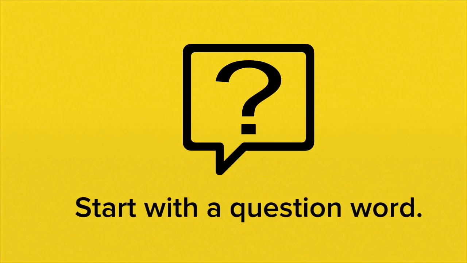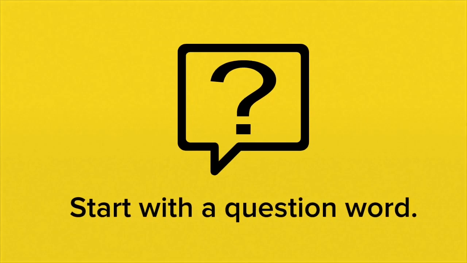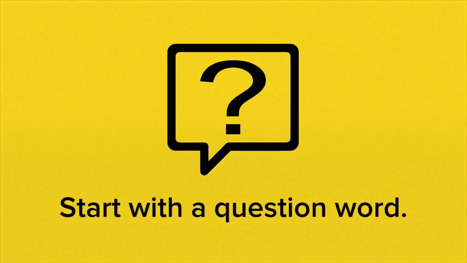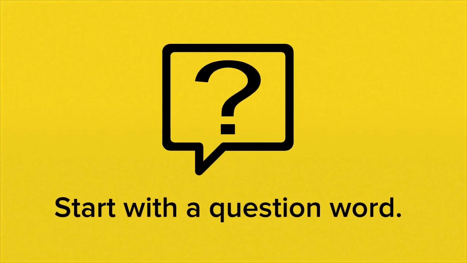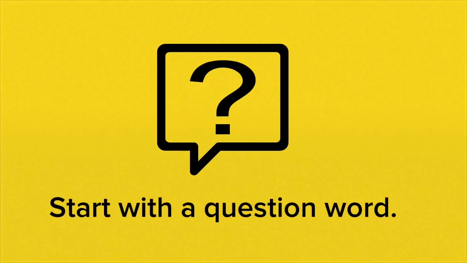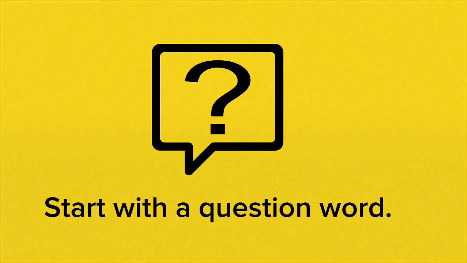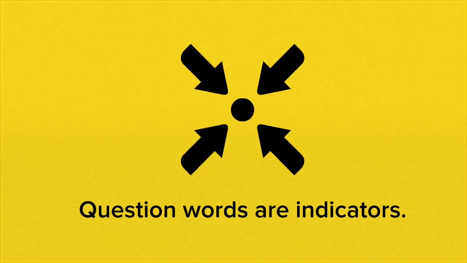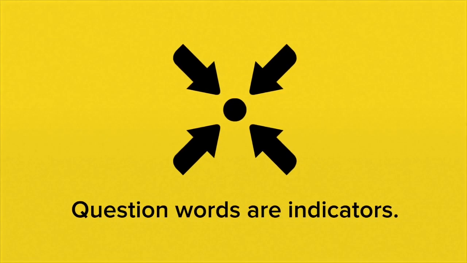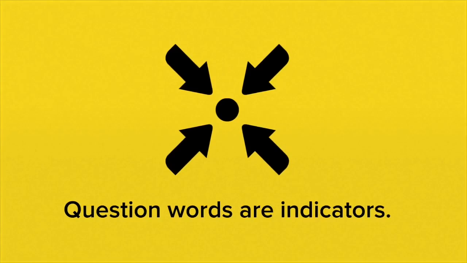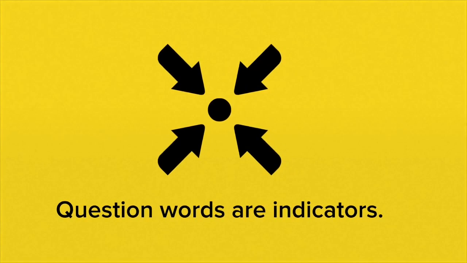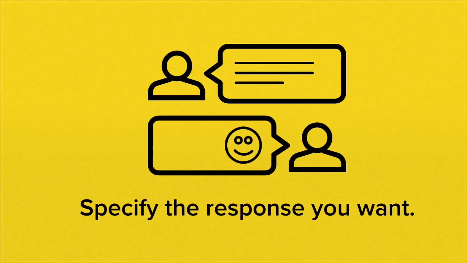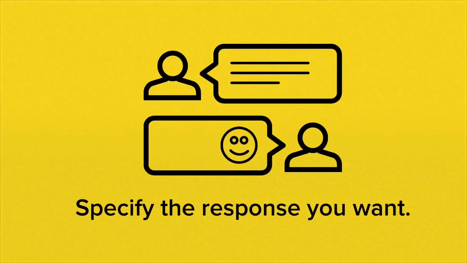Technique 1. Start with a question word. When you begin a sentence with who, when, what, where, why, how, or which, your students instantly know it's a question and can begin thinking about a response. Hearing a question word is an indicator to students that you are transitioning from instruction to discussion, from teacher talk to student talk. You also increase the likelihood that the kind of answer you want will be clear.